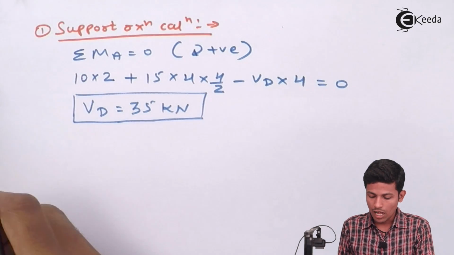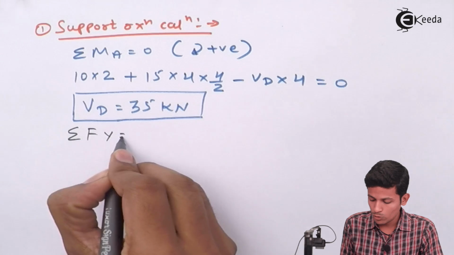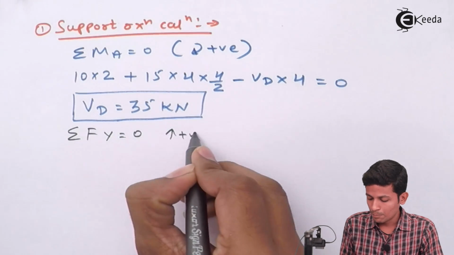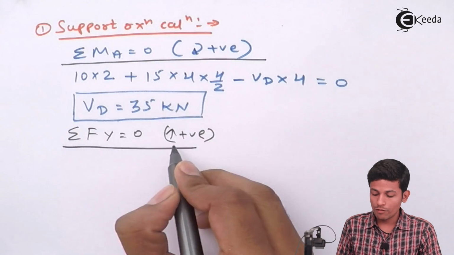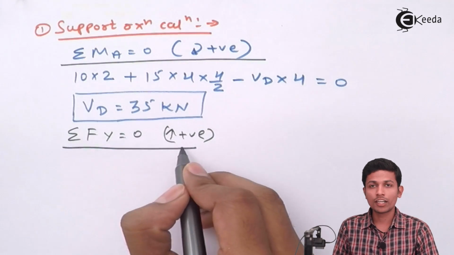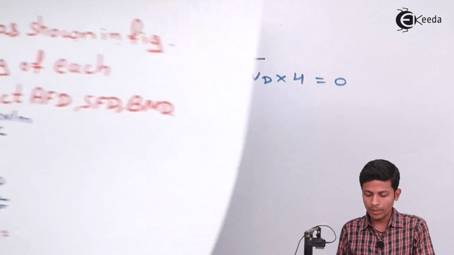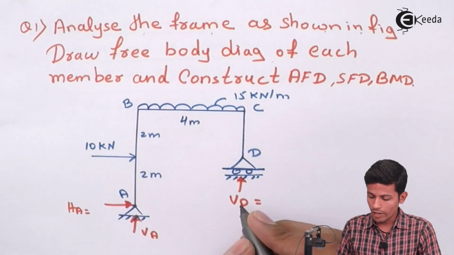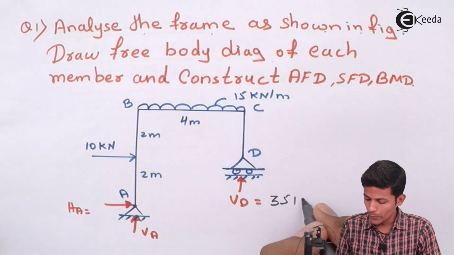After that, summation Fy equal to 0, upward positive. Always write the sign conventions, please. It's a request for you, always write the sign convention. Otherwise an accurate answer will not come. Now we have got the value of VD. Our VD value will be 35 kilonewton.